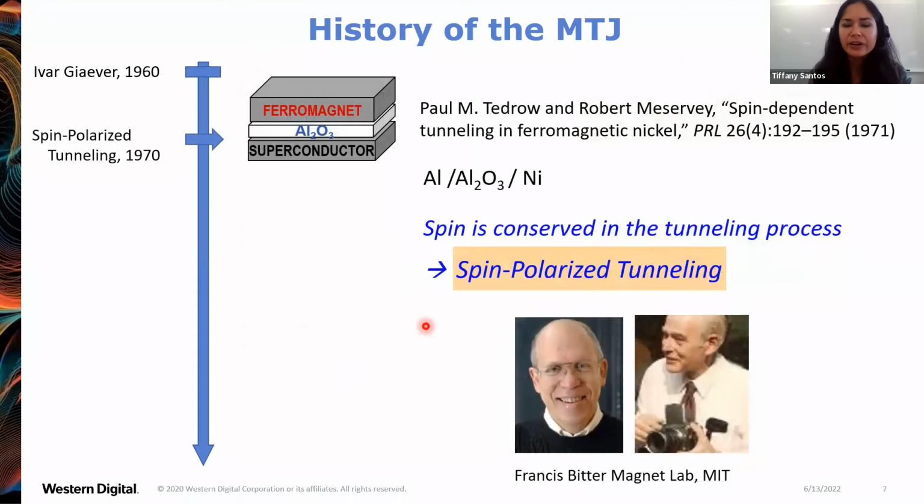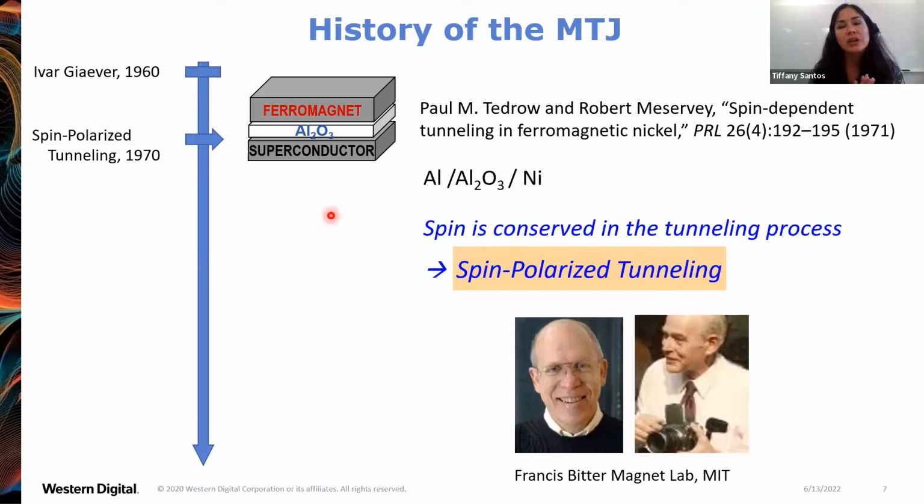A little while later, at the Francis Bitter Magnet Lab at MIT, Paul Tedrow and Robert Meservey, they were also using aluminum electrodes and aluminum oxide tunnel barriers, but this time the aluminum was the superconductor. They used a ferromagnetic nickel as the counter electrode in this tunnel junction structure. And with this tunnel junction, they showed the asymmetry of the spin density of states in the ferromagnetic nickel, measured using the aluminum superconductor as a spin detector.